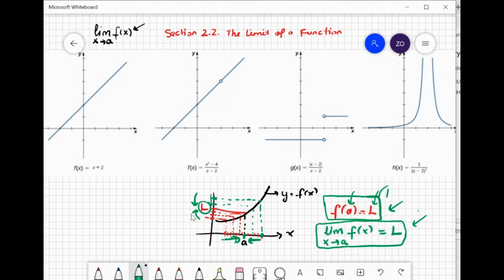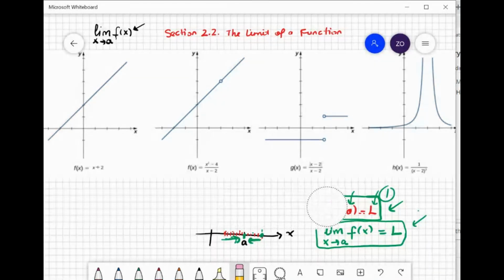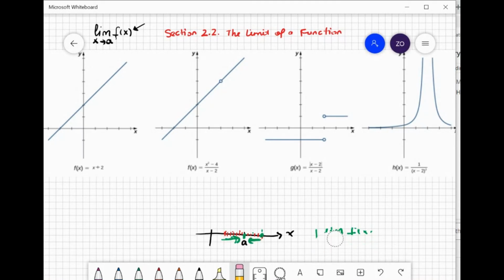In the first one, you know exactly at a, the function is defined and it equals capital L, the function value. But in the second one, you can say that as you get close to a, the function values will be close to L. Okay, so once we see examples, the ones here, I hope it's going to be more clear, and then we will see other examples.